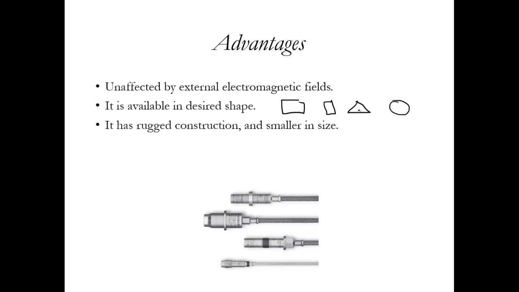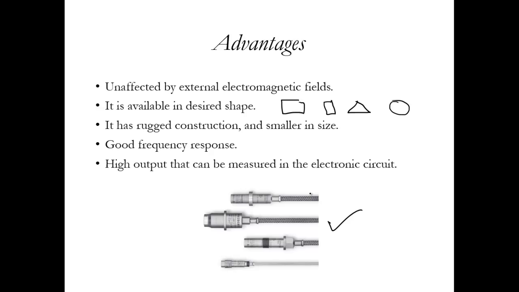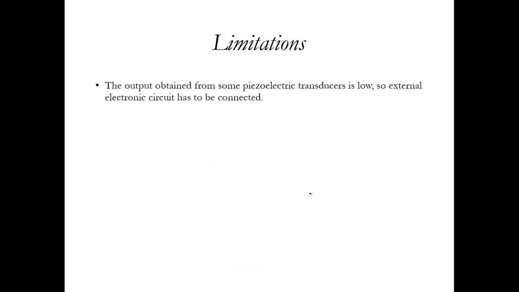This is how these sensors, the pressure sensors or accelerometers, look in the real sense. They have a good frequency response, and the output can be measured by an electronic circuit. But one limitation is that this output may not always be high. It may be very small in terms of amplitude.